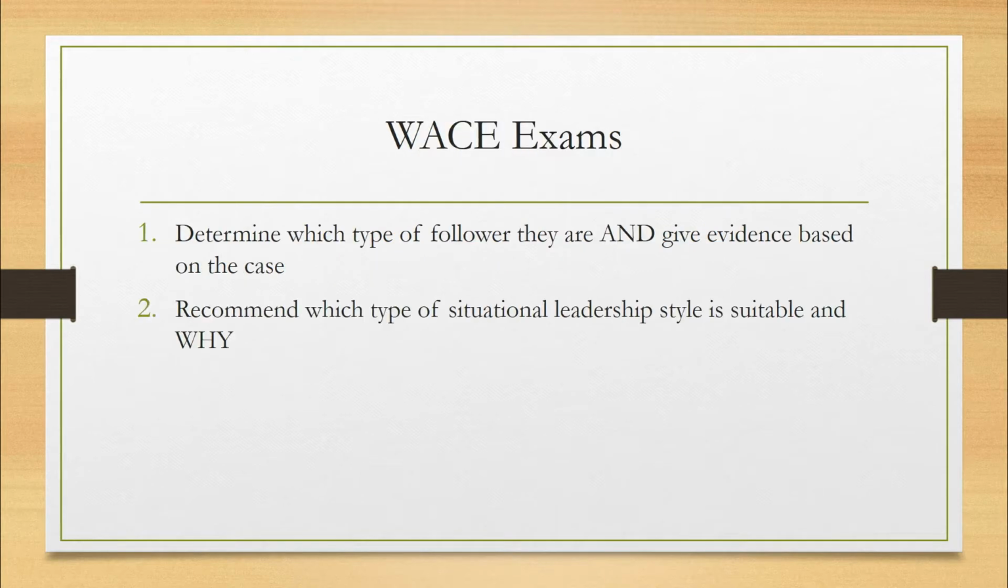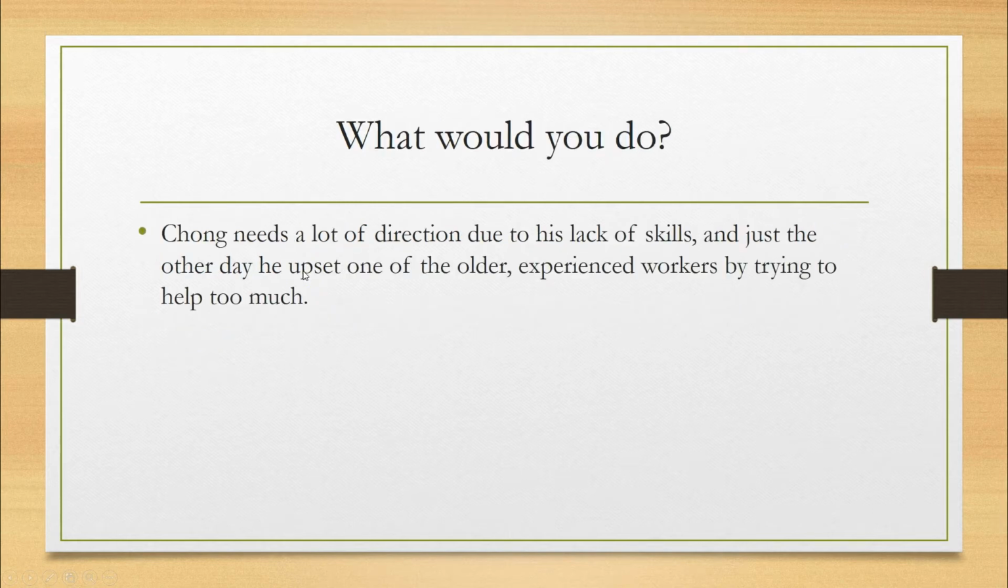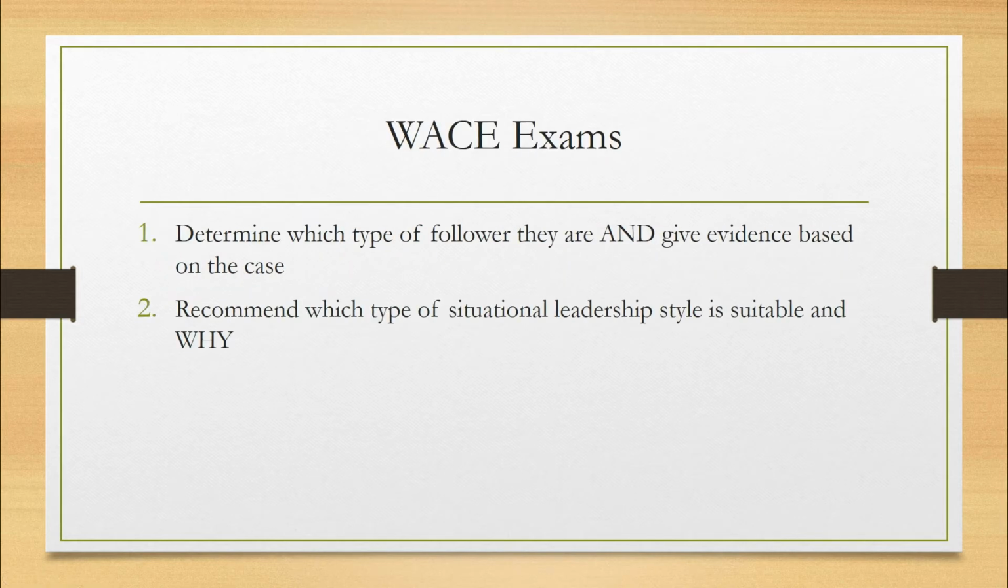So what do you have to do to answer your WAIS question properly? The first thing, for your first mark normally, you must always relate back to the case. You surely know that by now. You have to find out which type of follower they are. So based on the situation, you should be able to tell. And you give evidence saying why. So let's say, example only, you say Chong is S1.